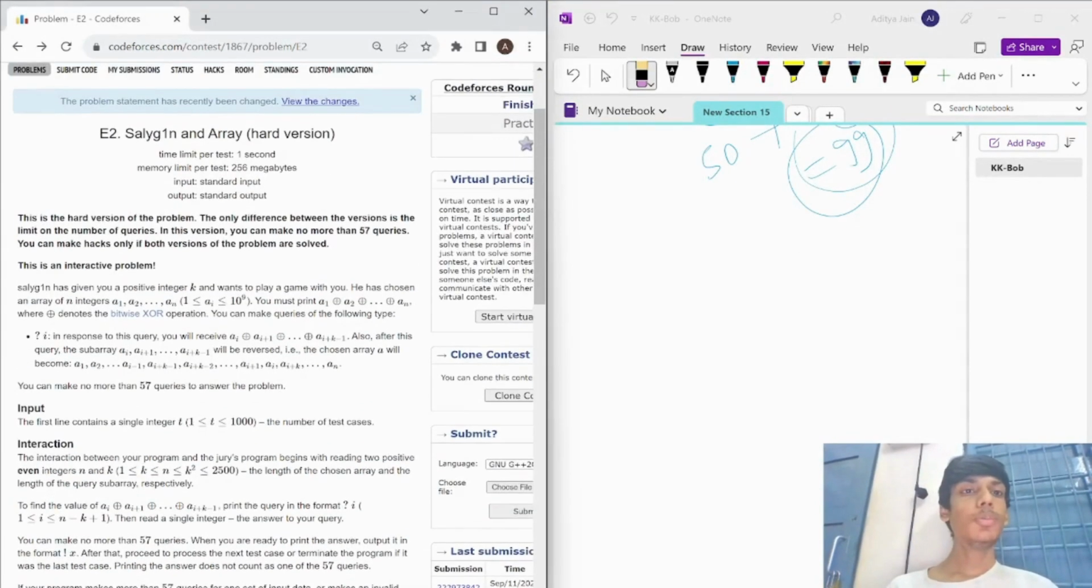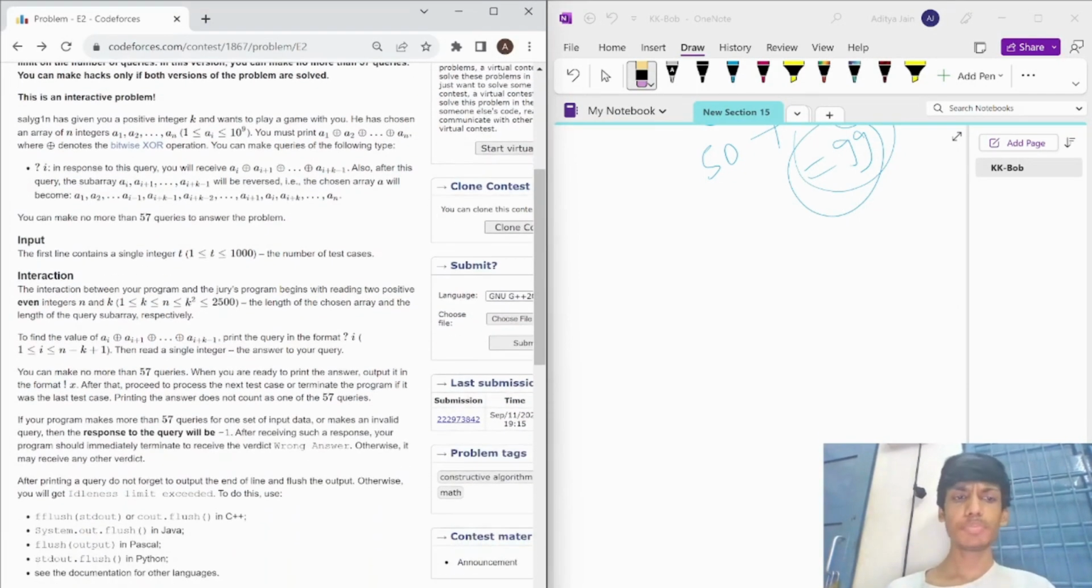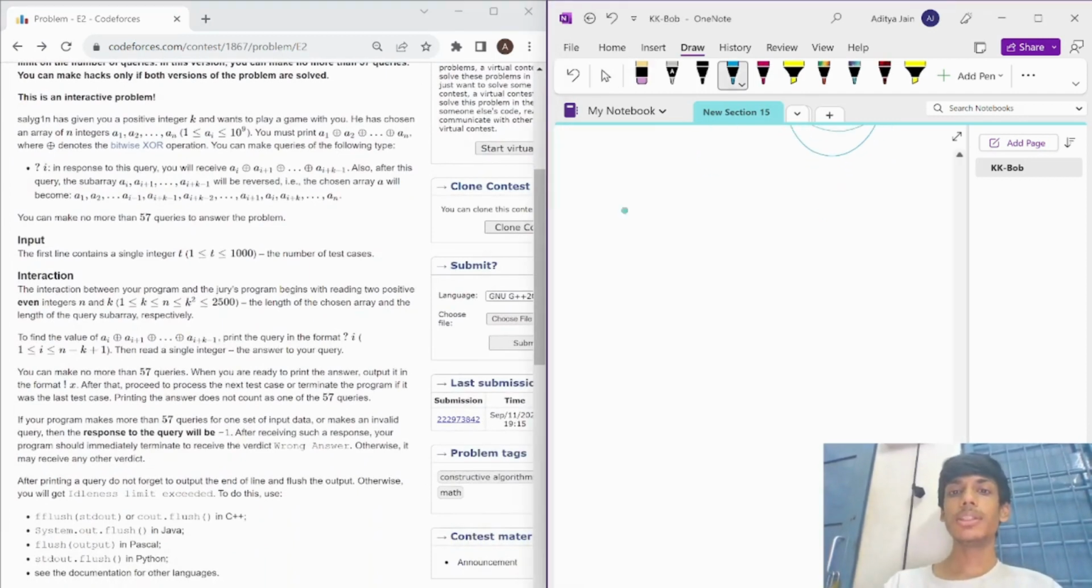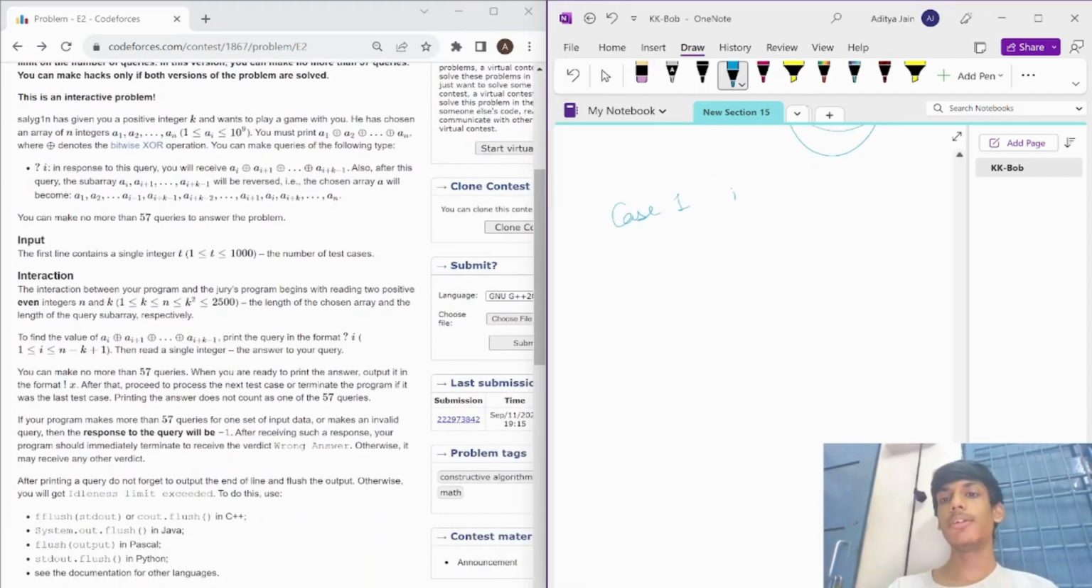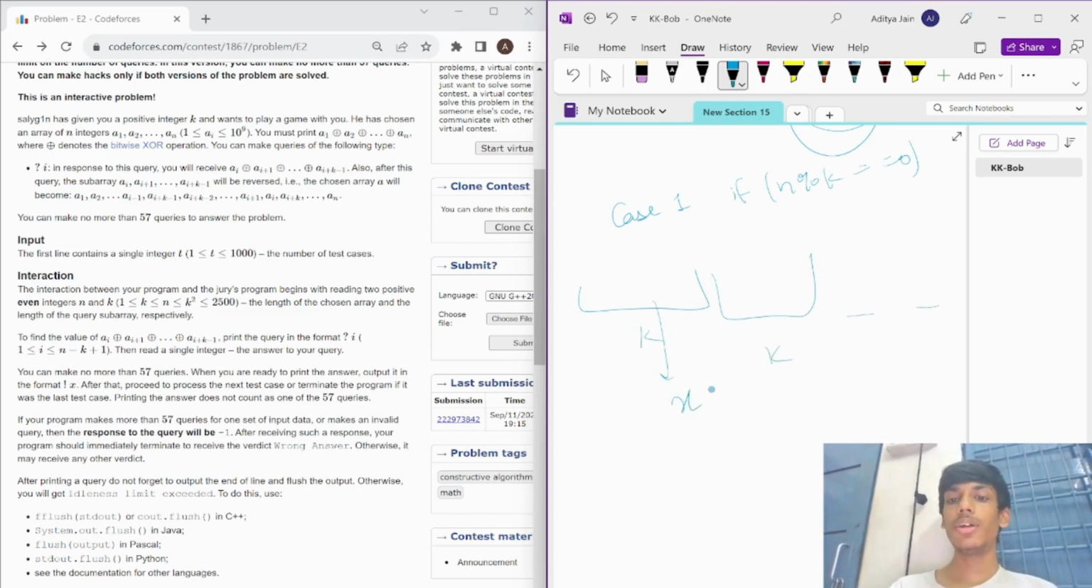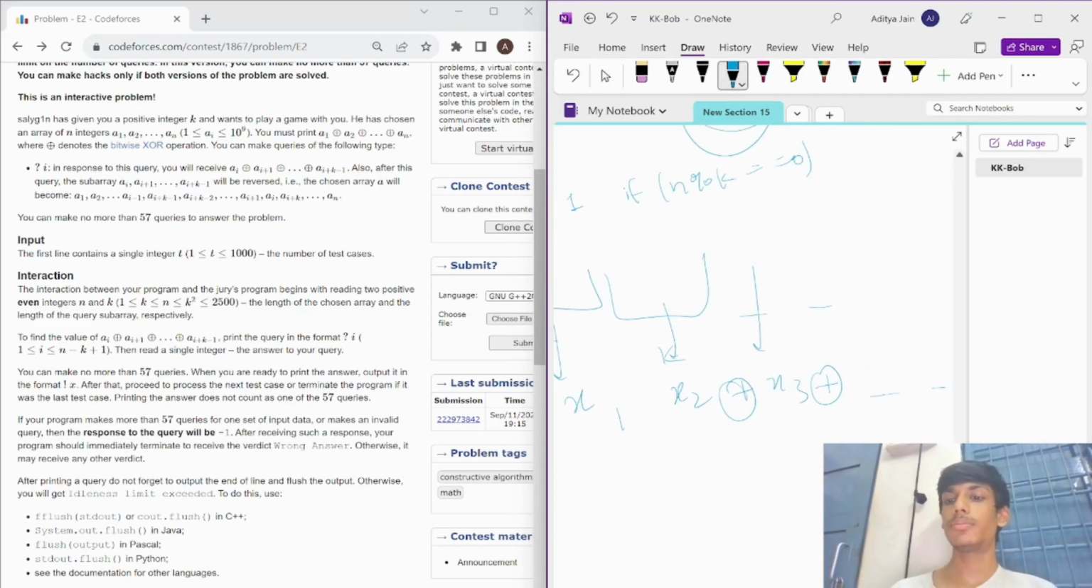Now let's move on to problem E2. The only difference between the hard version and easy version is that now you can make at most 57 queries. So again we'll make two cases. Case 1 is if n percent k is 0, that is, n is divisible by k. Then we'll take the first k elements, then the next k elements, and so on. We'll calculate the XOR of each of these k elements. Suppose it comes x1, x2, x3, and so on. Then their XOR will give me the final answer, that is, the XOR of the entire array.